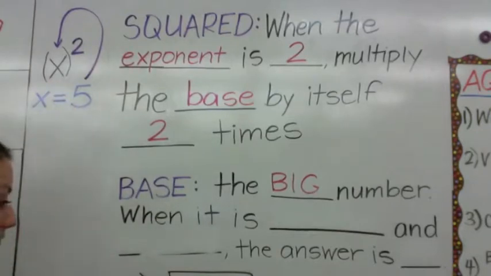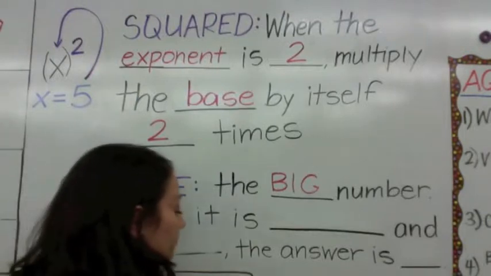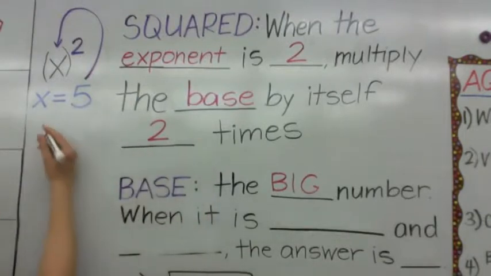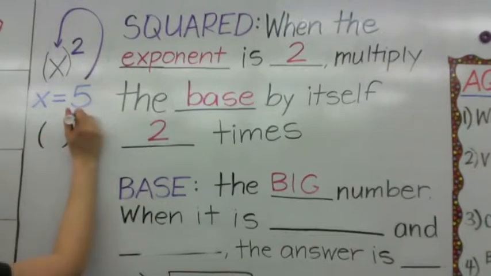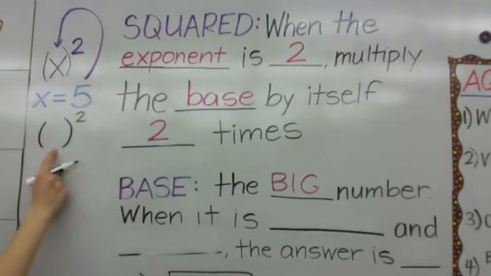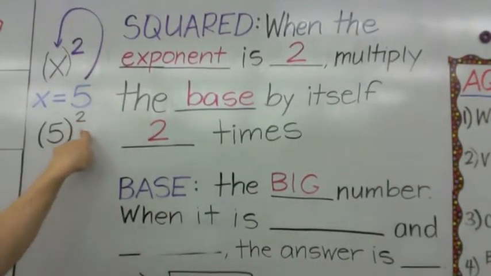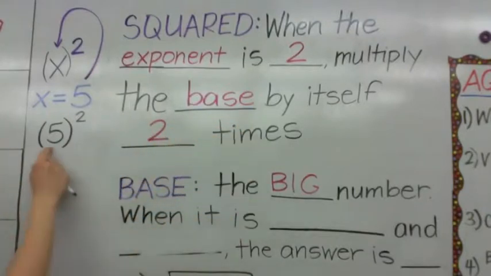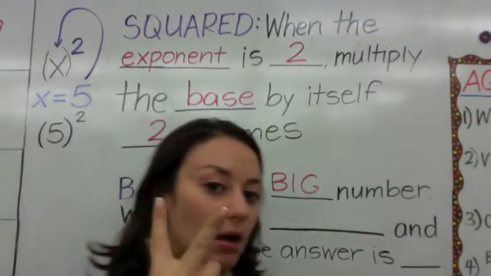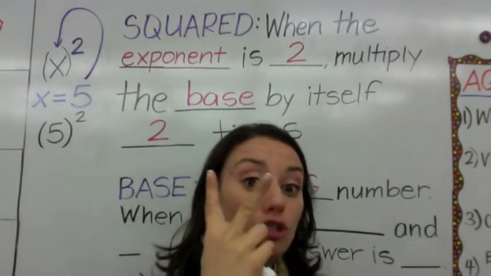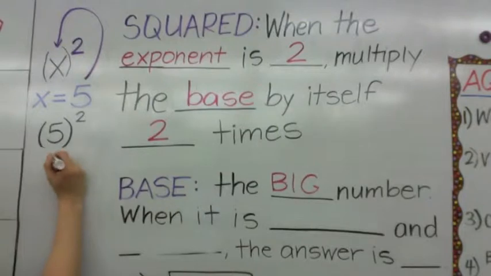And then I'll say, okay, I have this parenthesis, and then I have a square. What am I going to put in the parenthesis? I'm going to put a 5, right? But what is 5 squared? When the exponent is 2, you're going to multiply the base by itself 2 times. Well, the base is 5. How many times will you multiply 5 by itself? 2 times, right? So you'll say, well, 5 squared is really 5 multiplied by 5.